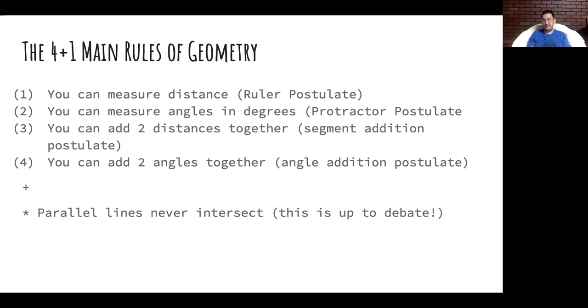Then we have a fifth rule that is actually up to historic debate. If you Google search parallel postulate, you'll see that there's a lot of debate, but we will take this to be true in our class. And that is: parallel lines are two lines that never intersect. So those are the 4+1 main rules of geometry. Please make sure you're writing these down, because these are very important and what we are going to be building off of as you study geometry.